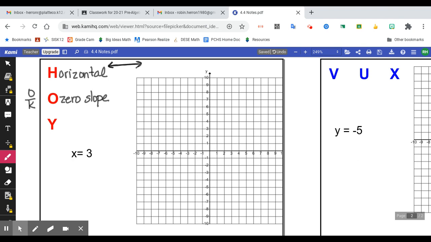And then Y means that it is a Y equals equation, which I didn't do on here. Man, I must have been really out of it when I wrote these notes. You can thank Mr. O'Brien for that.